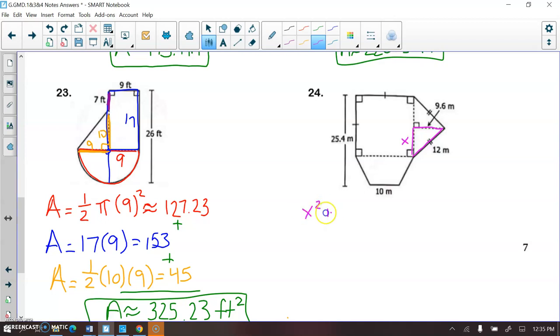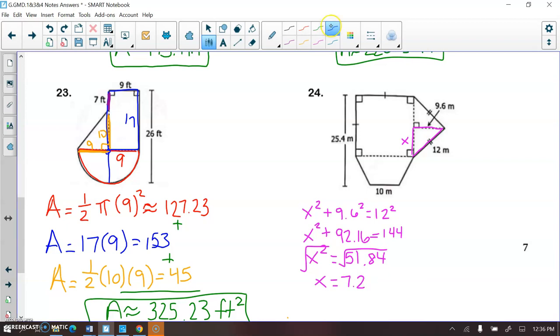So I have x squared plus 9.6 squared is equal to 12 squared. 9.6 squared comes out to be 92.16, and 12 squared is 144. So I'm going to subtract that 92.16 from both sides to get x squared is equal to 51.84. Taking the square root of both sides, I wind up with x being 7.2.